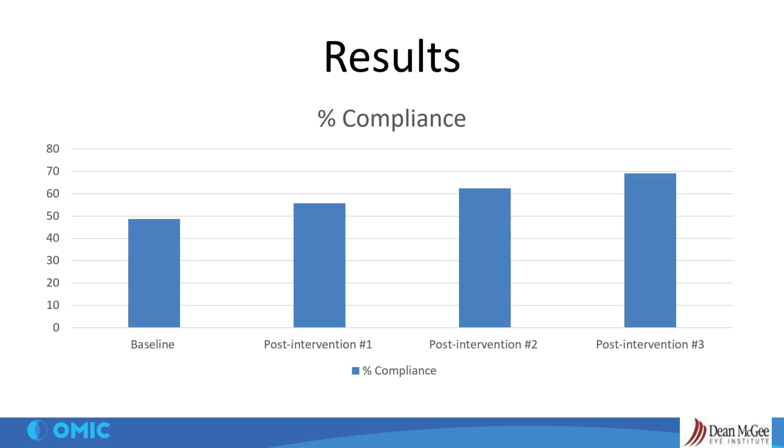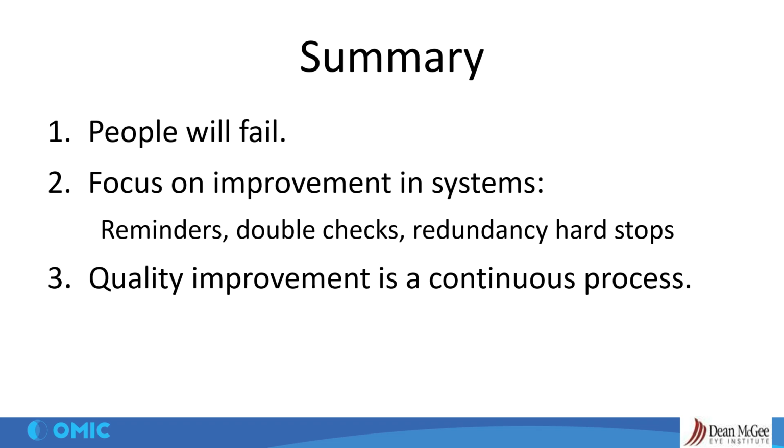So while this did not result in perfection, every intervention in our QI project produced an improvement from the one before, and overall we had just over a 50% increase in compliance. In summary, the basic message of quality improvement is that all people are going to fail, and we can never expect or achieve personal perfection. We can, however, mitigate against these failures by changing and improving our systems through reminders, double checks, and hard stops for review.